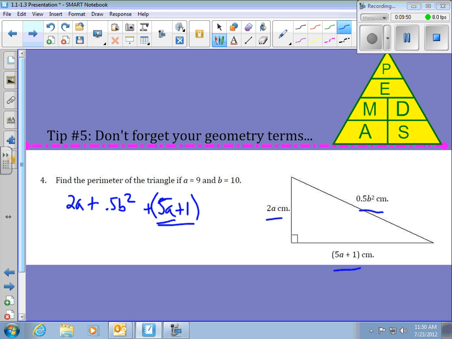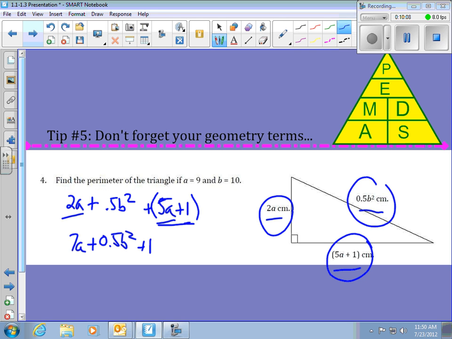So basically I have 5A plus 2A is 7A, plus 0.5 B squared. And then we got this little 1 over here. Don't forget the plus 1. So basically all I did was take my three sides, combine like terms, and this is my answer right here. But we're not done yet. We got to plug in A equals 9 and B equals 10 and get a number answer.